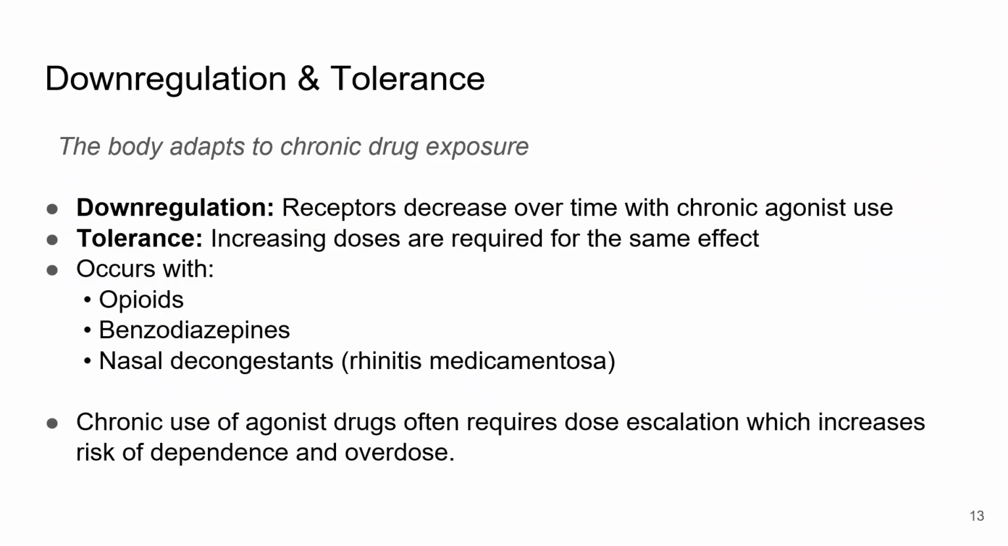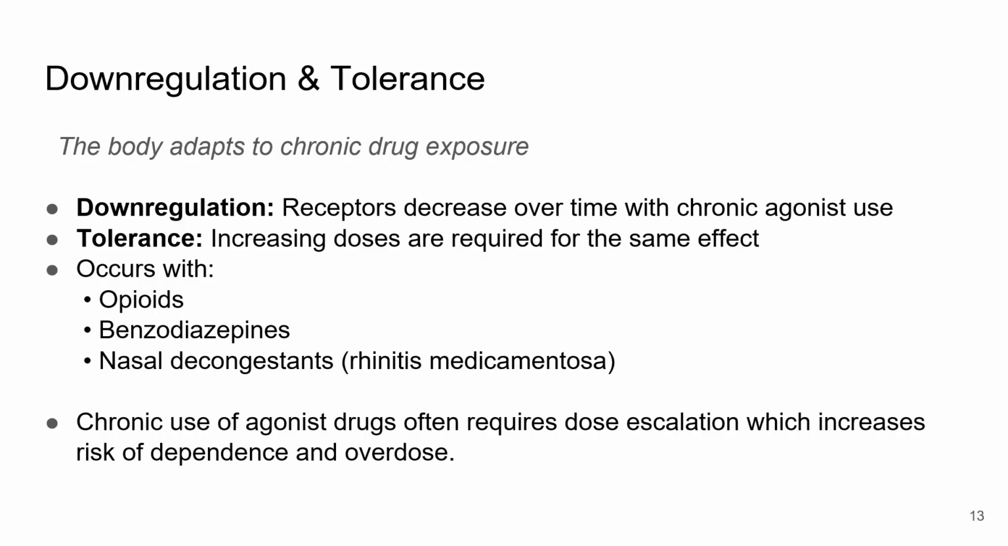Okay, so downregulation and tolerance. This slide highlights why the body adapts to chronic drug exposure. With repeated use of certain drugs, especially agonists, the body essentially tries to restore the normal physiologic balance. One way it does this is through downregulation. Downregulation means that the number of receptors decreases over time when a receptor is continuously stimulated. Fewer receptors means less response to the same amount of drug.